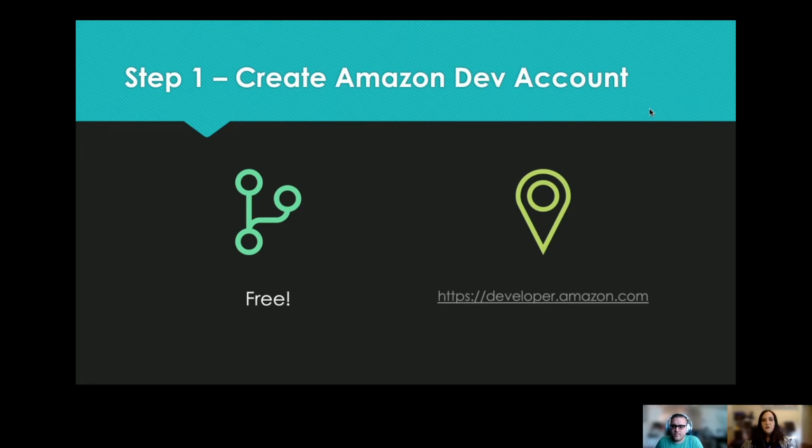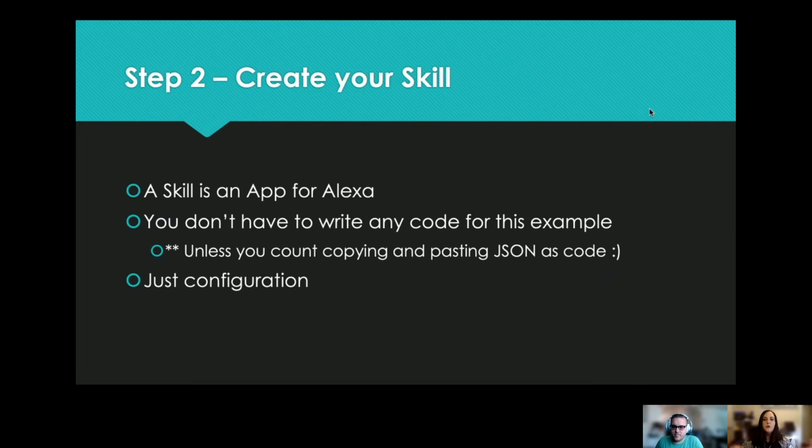Okay, and once you do that, now we need to create our skill. All a skill is, is an app for Alexa. Like I said, for this particular example that I'm going to be showing, you don't have to write any code, unless, I know, John, you think JSON is code, but we will be copying and pasting some JSON in here. In all fairness, copying and pasting JSON is not coding, although I do consider JSON code. Yeah. But it's really just a configuration aspect here.